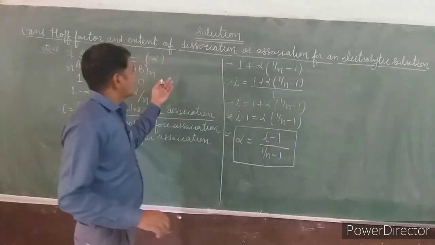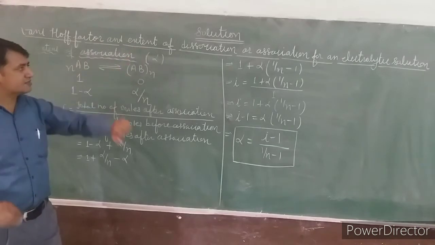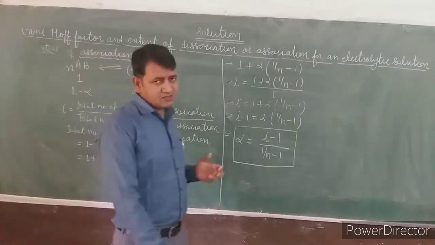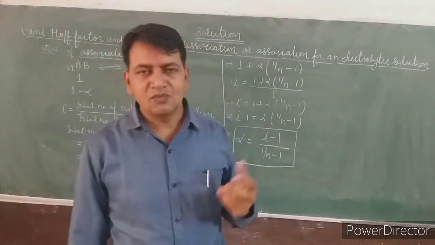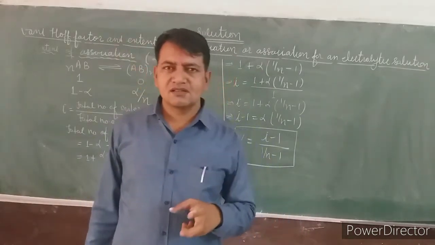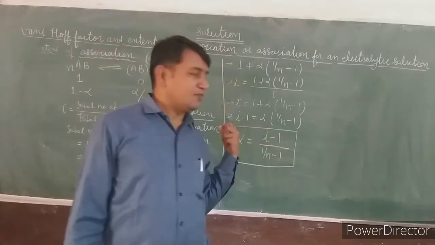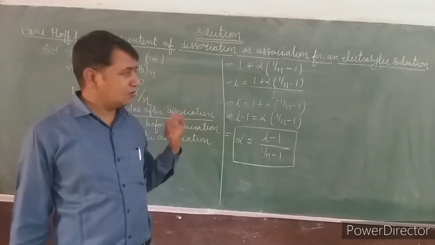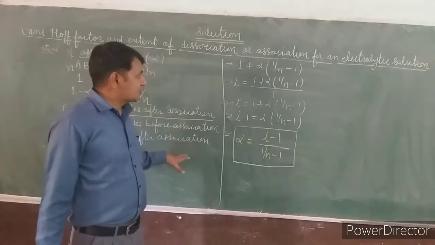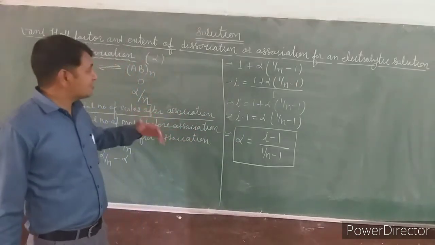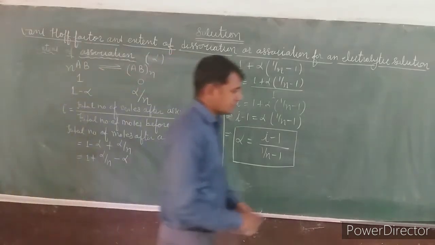Now some of the NCERT exercise questions based on this topic, Vant Hoff factor and extent of dissociation. Because in this chapter, the numericals are in majority, and in the board examination, at least 5 marks of numericals are generally asked from this topic, this entire topic solution. So all the numericals of this chapter are very important. So in today's lecture, we will discuss the numericals which are based on Vant Hoff factor and extent of dissociation or association. Just try to understand.